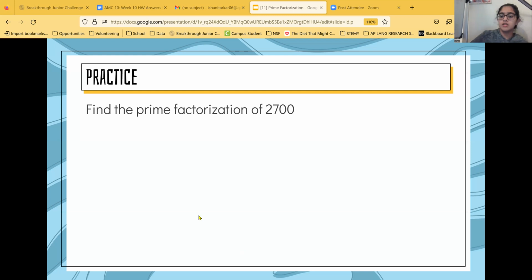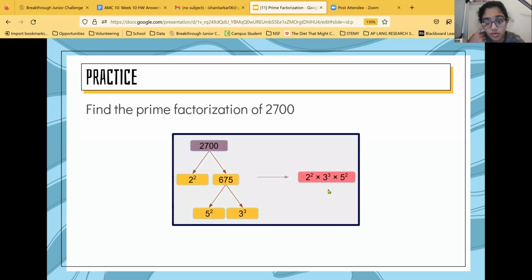Okay, so yeah, a couple of you have answered in the chat. So the prime factorization is 2 squared times 3 cubed times 5 squared. A lot of you wrote it out, which is cool, but also remember, use your exponents because it makes it a lot easier to read. So I think you did all get it correct though.